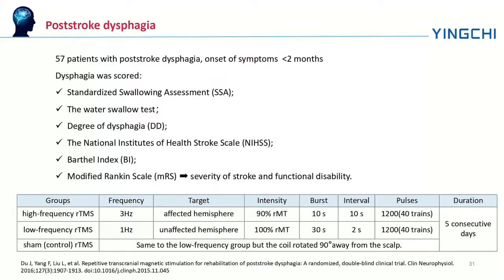And in this study, they recruited 57 patients with post-stroke dysphagia, and they have an average onset of symptoms less than 2 months. And they tried the high frequency rTMS onto the affected hemisphere, and they used a low frequency rTMS to target the unaffected hemisphere.